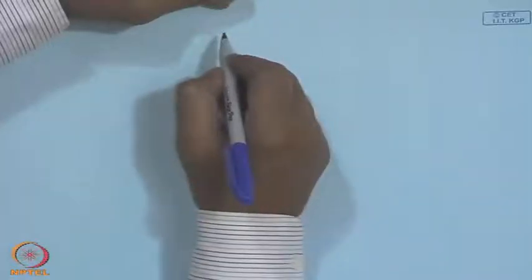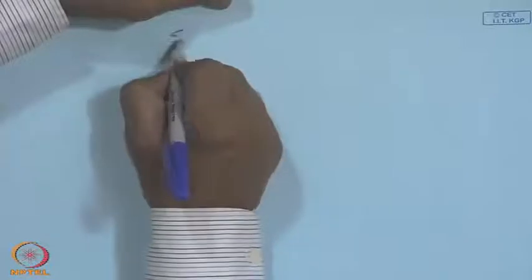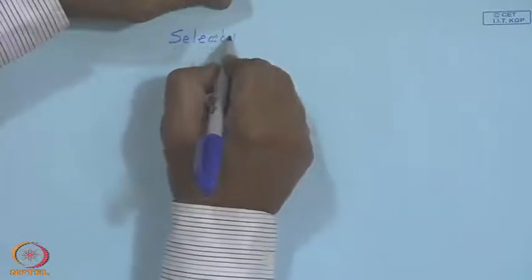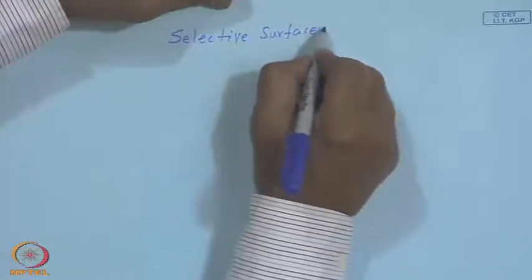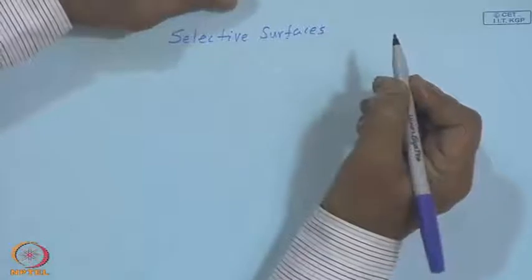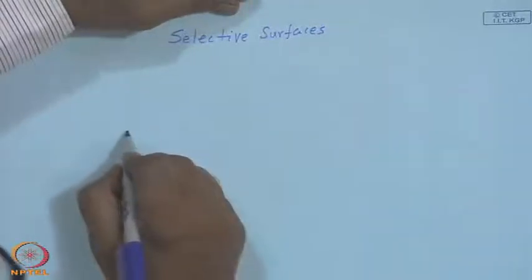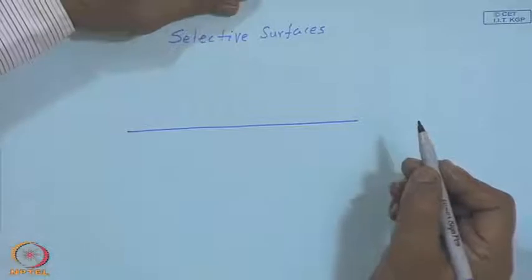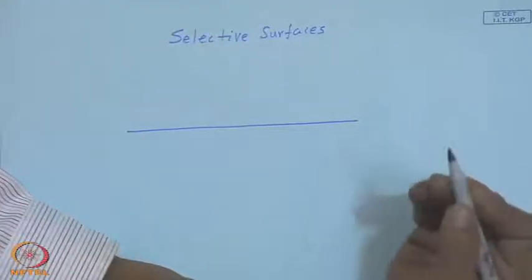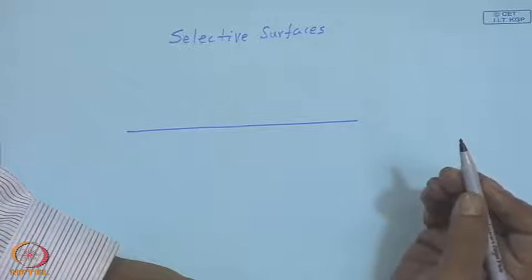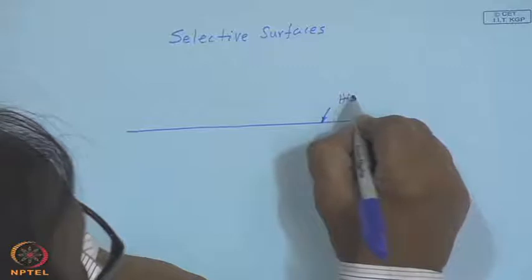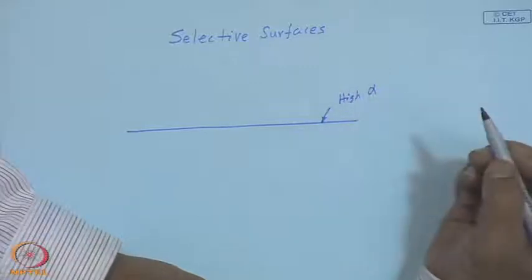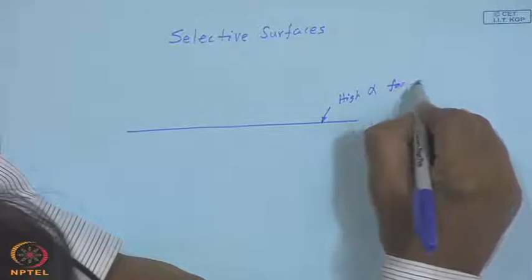Now, when we were right at the beginning talking about basic principles of solar collectors, in general, if there is any surface, we have used the methods of reducing conduction, convection and radiation loss, and it should have obviously a high absorptivity alpha for the solar range.